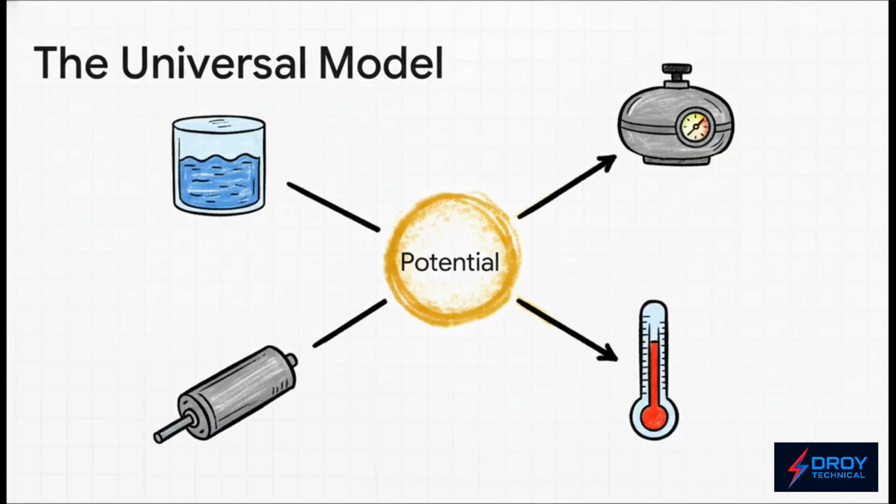And that brings us right to the core of this whole idea. Whether we're talking about water level, air pressure, or temperature, we're really just describing one thing: potential. And every single one of these different systems can be understood by how it stores that potential, its capacitance, and how it restricts its flow, its resistance.